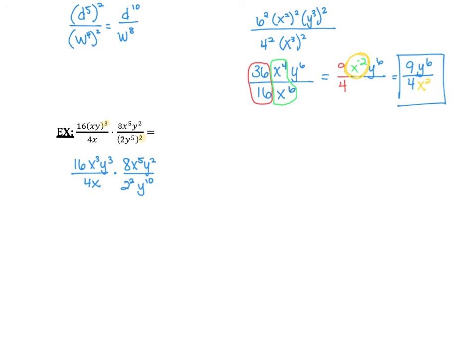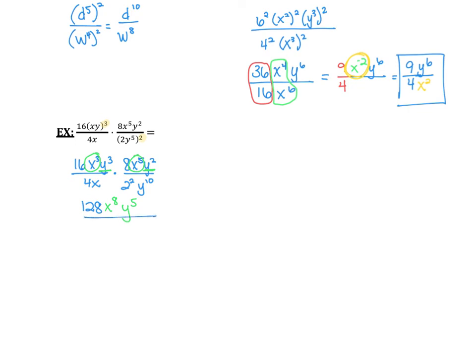Meaning I'm going to do 16 times 8. And we know 16 times 8 is 128. Then I have x to the 3rd and x to the 5th. Let's highlight this in a color. X to the 3rd, x to the 5th. They're multiplying, so I'm going to add their exponents. And the y to the 3rd and y squared would leave me with y to the 5th.